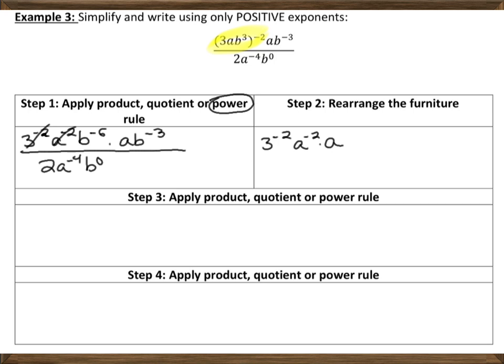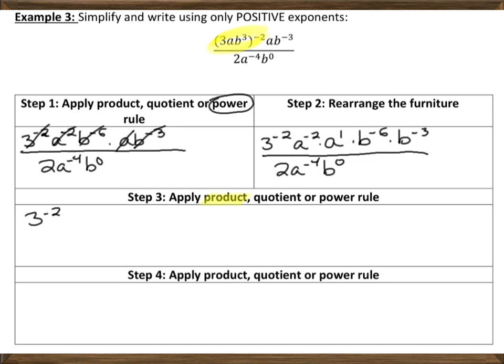So I have 3 to the negative 2nd power, a to the negative 2nd power times a, or just a to the 1st power, times b to the negative 6th power times b to the negative 3rd power. Okay, and again, it's a bit tedious, but I'm still going to copy down my denominator so I don't forget about it. I'm just going to leave that 3 to the negative 2nd power alone. So the product rule is what I'm going to be applying here.